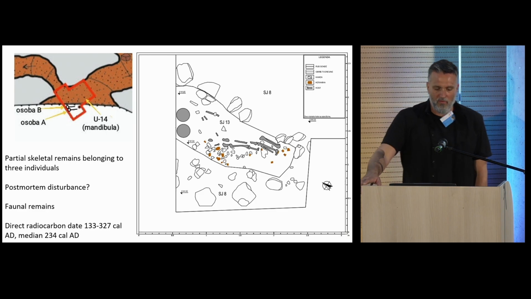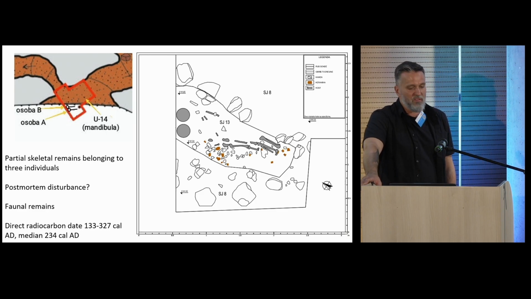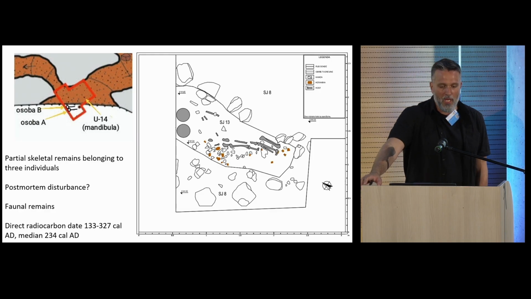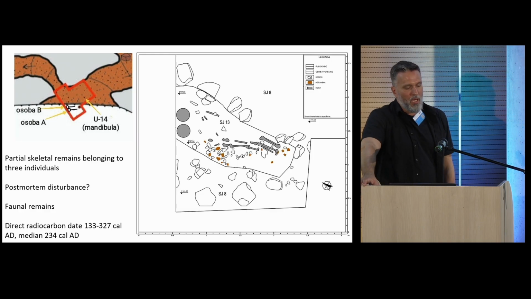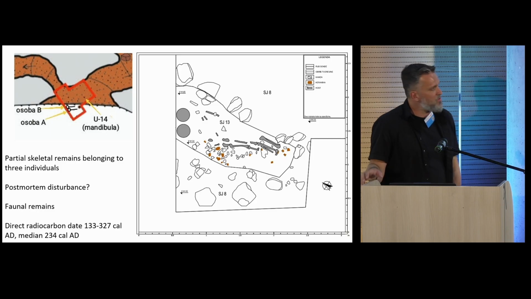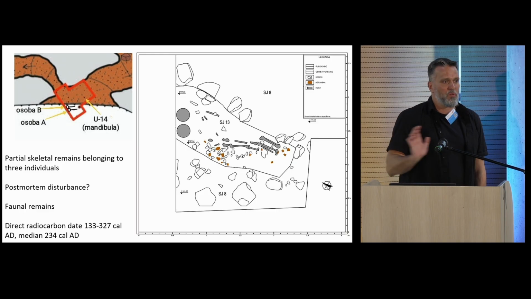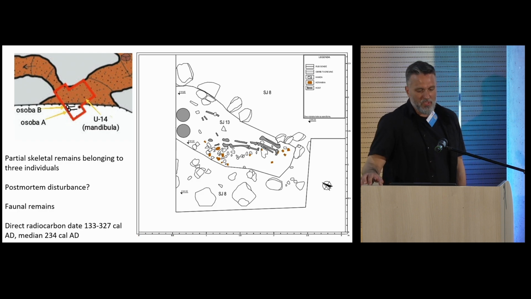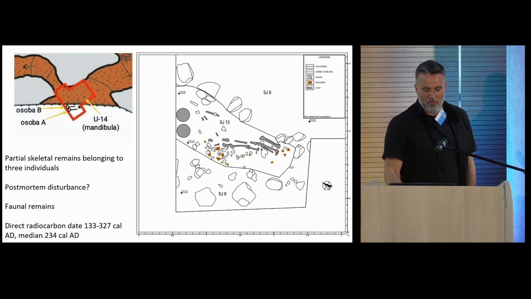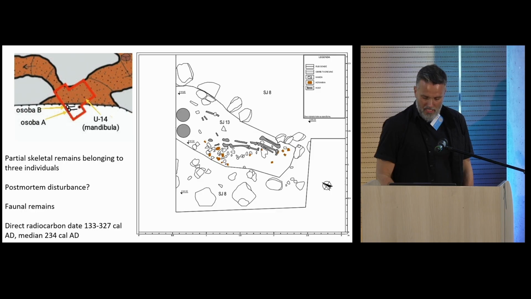But the interest is not in the cave itself, because the human burials were found exactly at the entrance to the cave. We have 2 more or less complete burials, individual A and individual B, and only 1 find of a subadult mandible that we couldn't assign to either of these 2 individuals. There was obviously a lot of post-mortem disturbance, and also some faunal remains. A direct radiocarbon date of one of the skeletons puts these burials in the first half of the 3rd century, and you can see on the drawing the position of these skeletons.